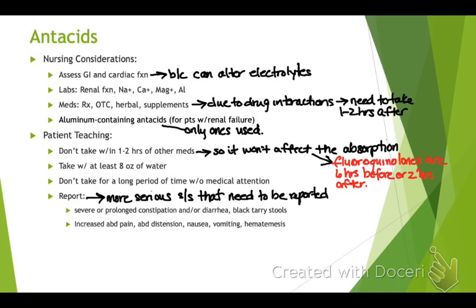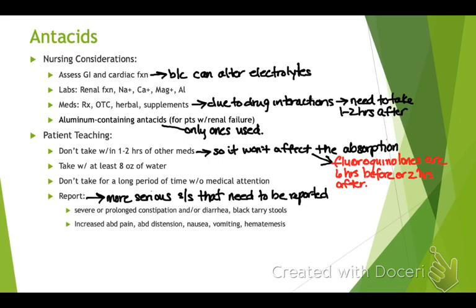Antacids still, so the nursing considerations that we look at with antacids: assess GI and cardiac function, because it can alter the electrolytes. So if your electrolytes are already altered or have issues, because you have cardiac issues, then these meds are going to alter them even more. So these are things that we as nurses have to look at.